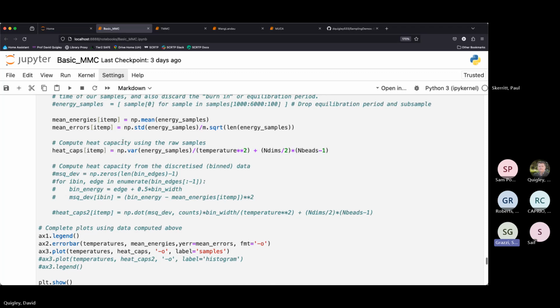I'm computing this thing called the heat capacity, that Michael ducked a bit on Monday, but I can't do that, unfortunately. I'm going to have to explain what a heat capacity is. So the heat capacity is the derivative of the mean energy with respect to temperature. So it's telling me how much energy I need to raise the temperature of my system.